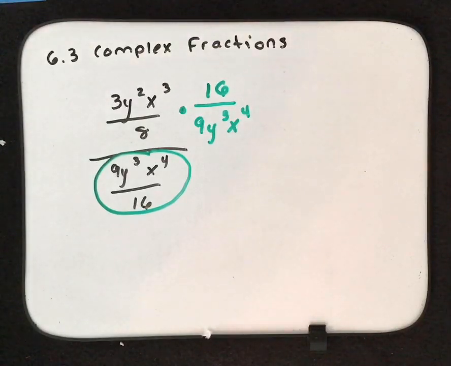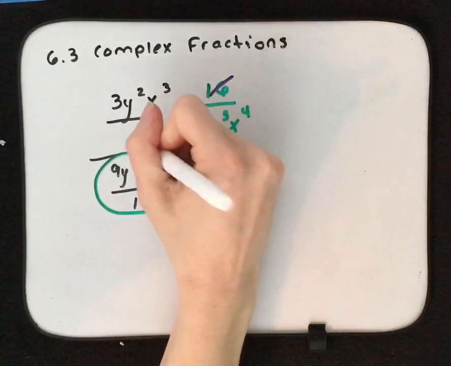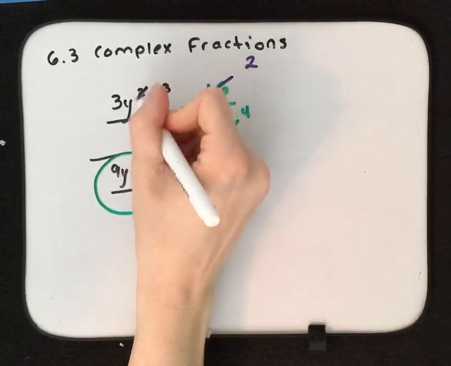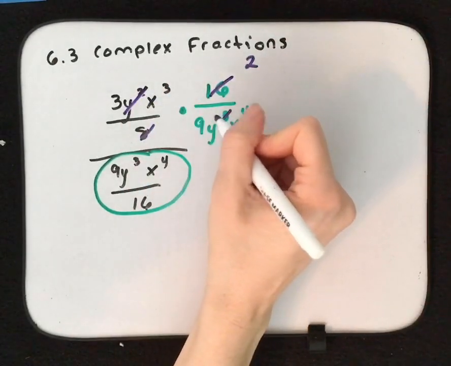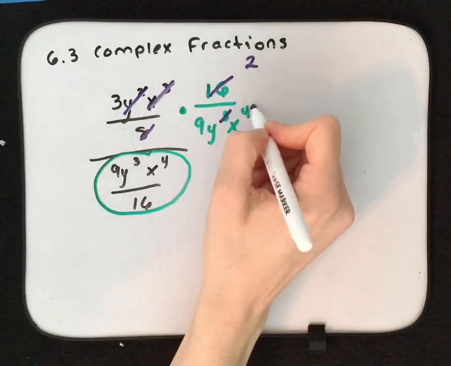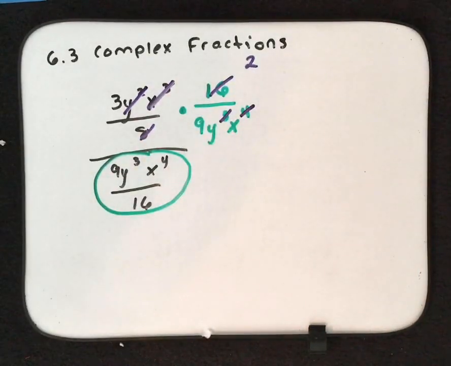Let's go ahead and do our multiplication. Well, before we do that, let's see if we can make this a little bit easier on ourselves. I see a 16 and an 8. Well, I know that that can reduce to a 2. I see y to the 2nd, and I see y to the 3rd, so that'll reduce to just y to the 1st. I see x to the 3rd, I see x to the 4th, so that'll reduce to just x. We made that a little bit easier on ourselves.